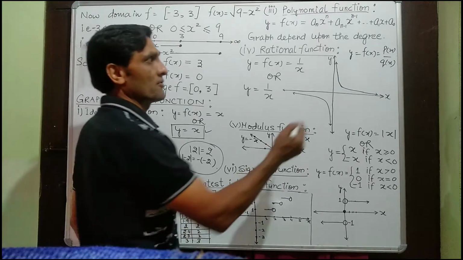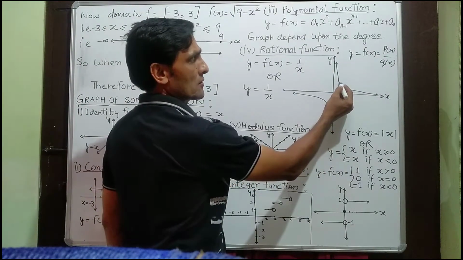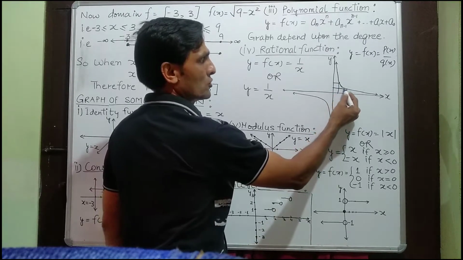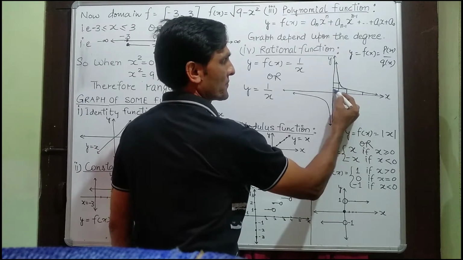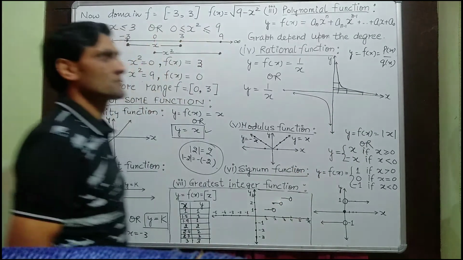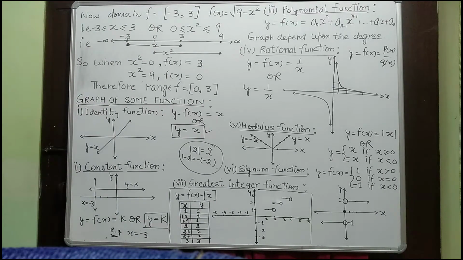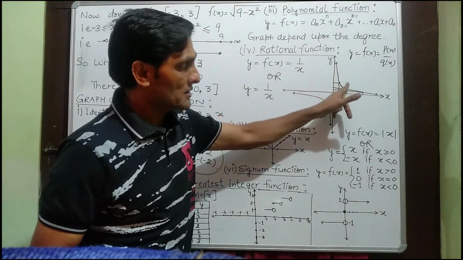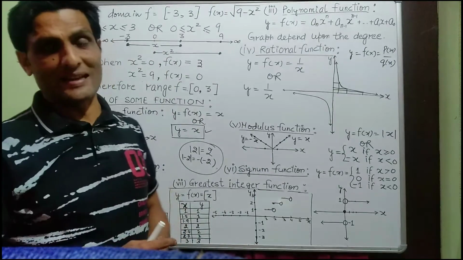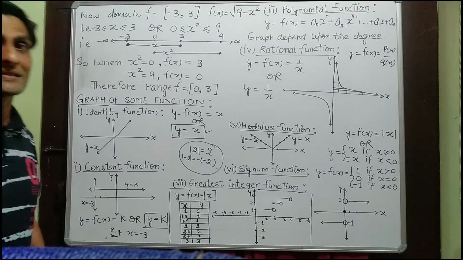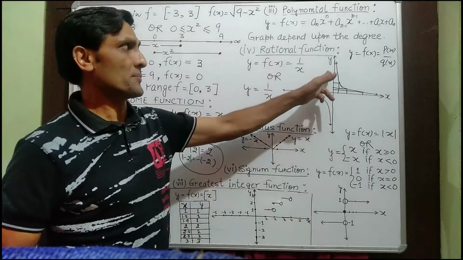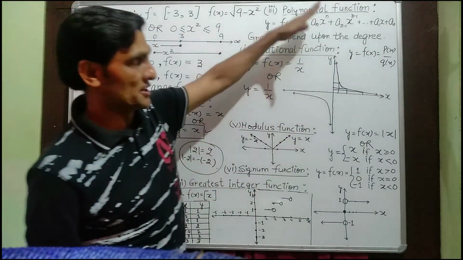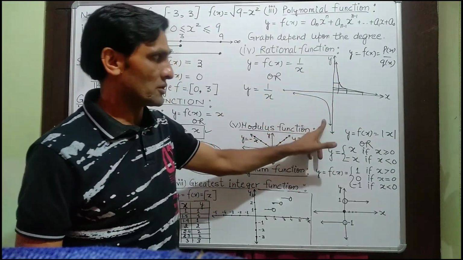So here you can see the graph. Here, this is the value of x. Now, as the value of x increases, the value of y goes on decreasing. See here, this you can see. So, as the value of x increases, the graph of y comes closer to the x-axis, but it will never touch the x-axis. Similarly here, as the value of x goes on decreasing, the value of y goes on increasing. This is for the positive side, and similarly for the negative side.